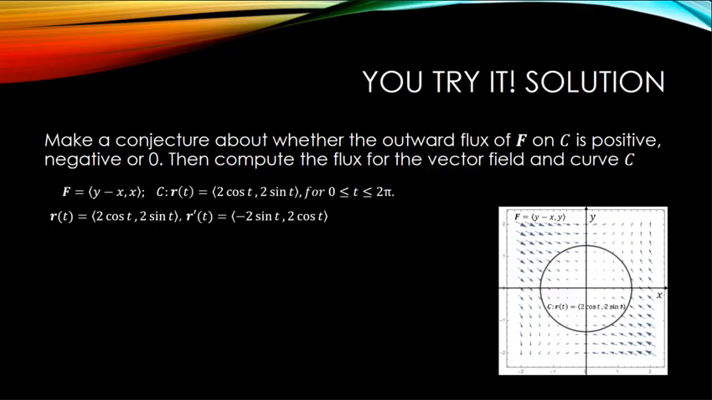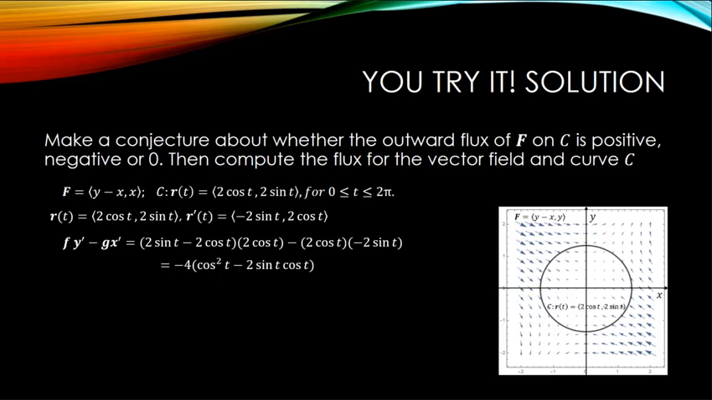So using r of t given by the vector with components 2 cosine t, 2 sine t, r prime of t gives me the vector with components negative 2 sine t and 2 cosine t. F y prime minus g x prime gives me the quantity 2 sine t minus 2 cosine t times 2 cosine t minus 2 cosine t times negative 2 sine t. This gives me negative 4 times the quantity cosine squared t minus 2 sine t cosine t, so that my line integral over C of F dotted with n ds is equal to negative 4 times the integral from 0 to 2 pi of the quantity cosine squared t minus 2 sine t cosine t dt.